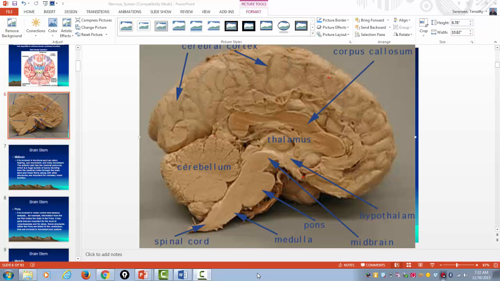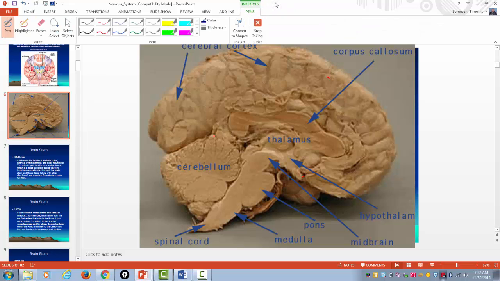Okay, guys, Timmy coming at you here. Today, we're going to go over some of the major parts of the brain. So what I'm going to do is start with the lower parts of the brain and their function, and then I'll move up to the cerebral cortex. Alright? So here we go.